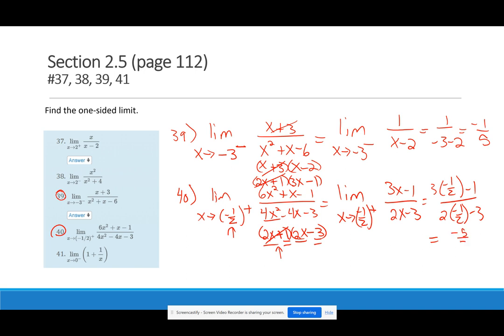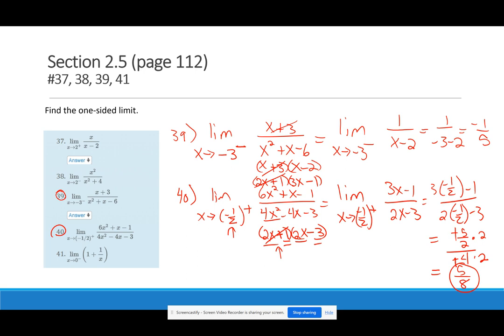That's negative 5/2. Then I get a negative 1 minus 3, which is negative 4. I don't like the look of that, so I'm going to clean it up. Multiply by 2, and a negative divided by a negative is positive. So I'm going to come up with 5/8 for my final answer on number 40.